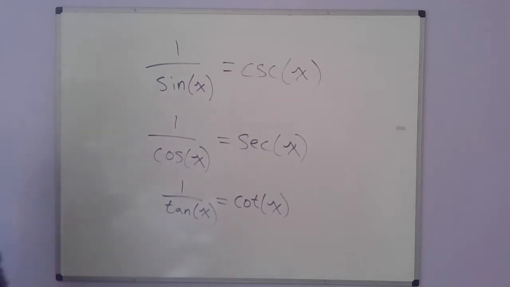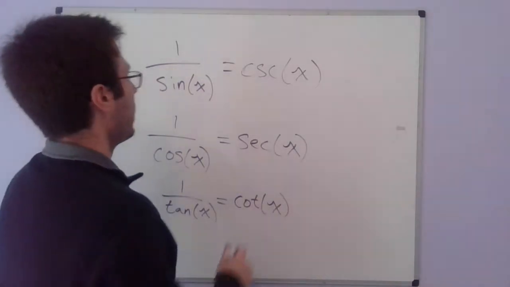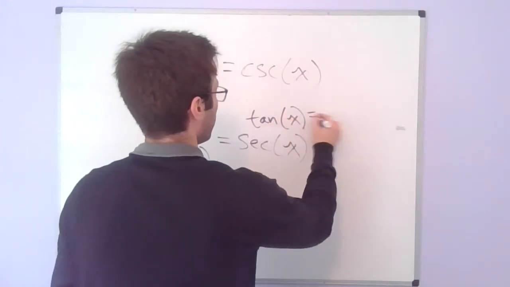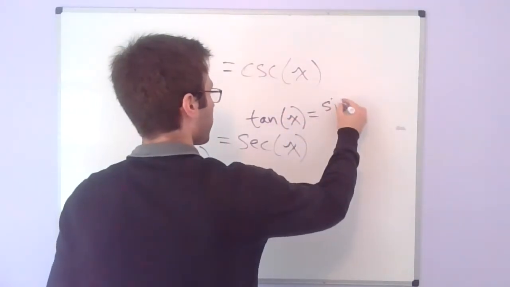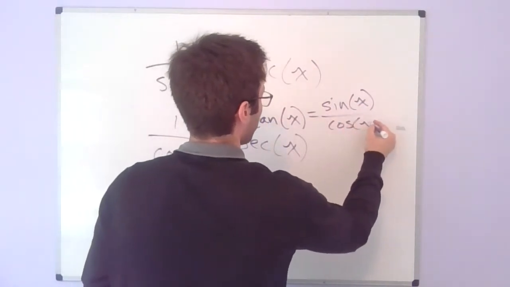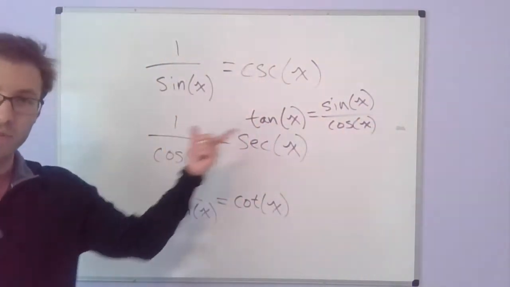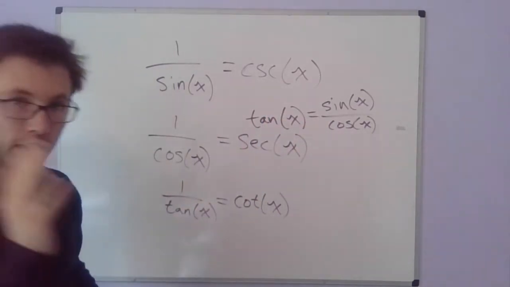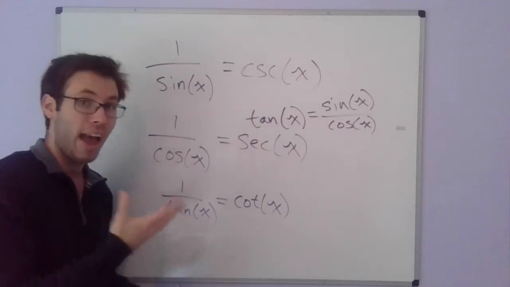The last thing that it also is important to know is that tangent of x is equal to sine of x over cosine x. I'm just repeating this. We've already covered these concepts, but again, if you don't know these, you have to know these now.